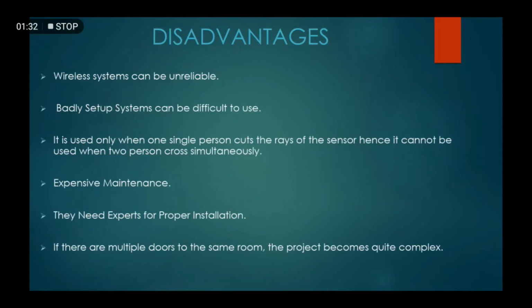As well as the disadvantages: the wireless system can be unreliable. Badly set up systems can be difficult to use. It works only when one person cuts the rays of the sensor. Hence, it cannot be used when two persons cross simultaneously. Expensive maintenance. They need an expert for proper installation. If there are multiple doors to the same room, the project becomes quite complex.